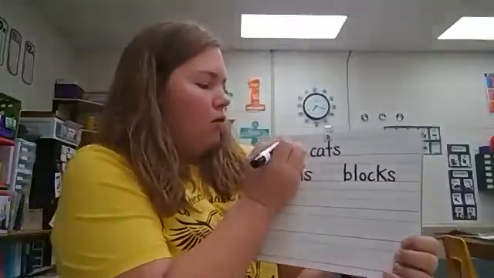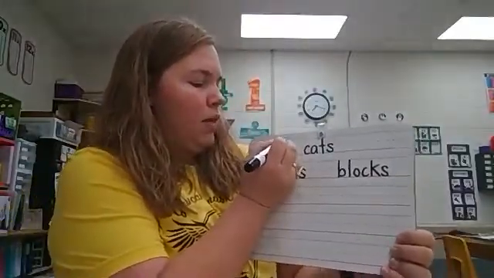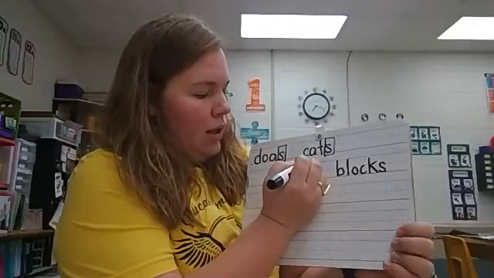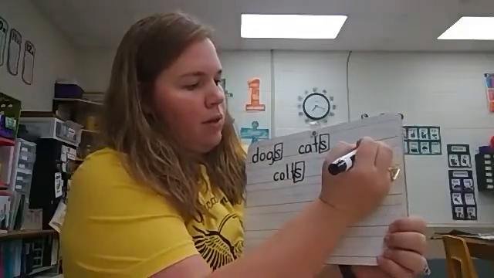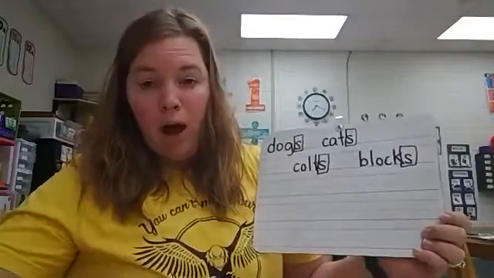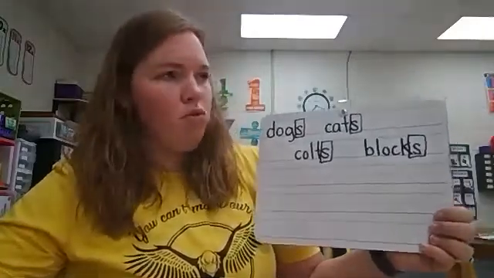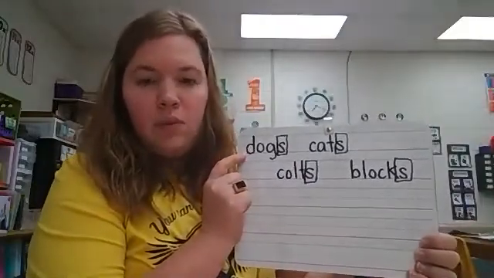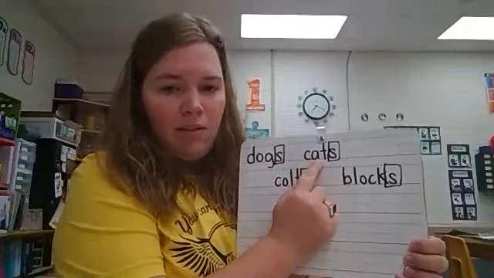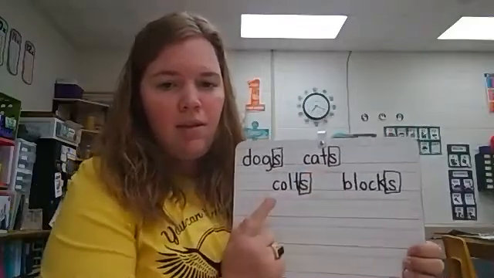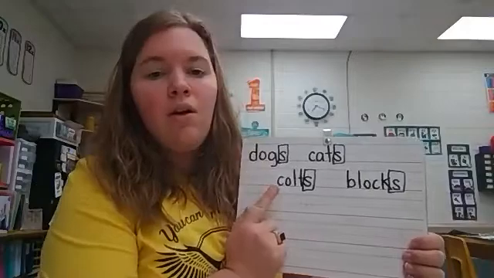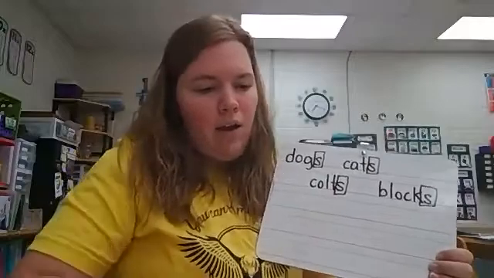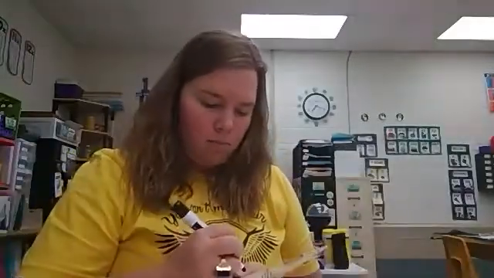So let's draw a box around the S in dogs, the S in cats, the S in colts, and the S in blocks. So after we've boxed these suffixes, there was a root word left in each word. What is the root word of dogs? Dog. The root word of cats? Cat. The root word of colts? Colt. The root word of blocks? Block. Very good. Let's look at one more example.